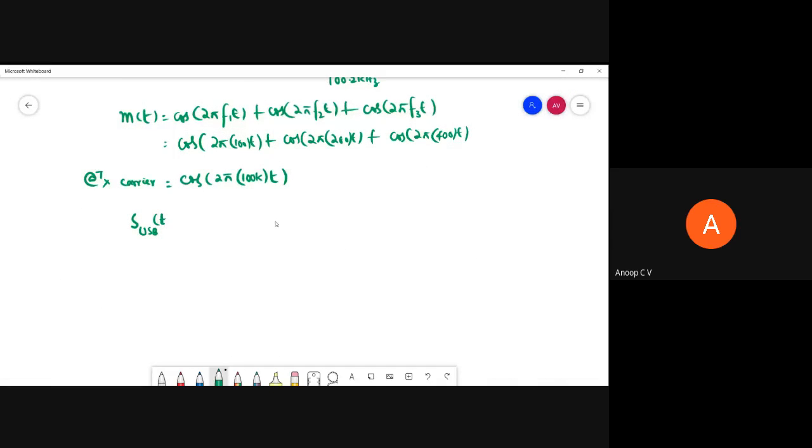So S USB of t, I will write here. It is equal to Ac by 2 m of t. What is Ac here? Ac is equal to 1. Or else, initially I'll write the expression, then I'll substitute. That would be better, I think.